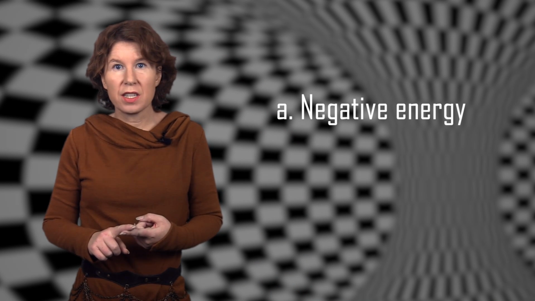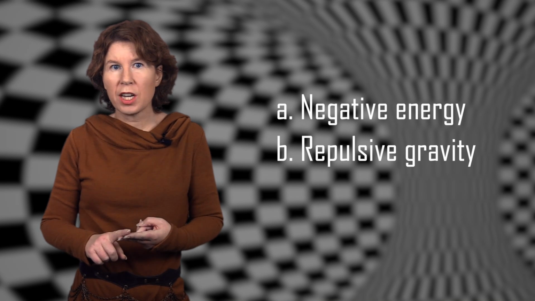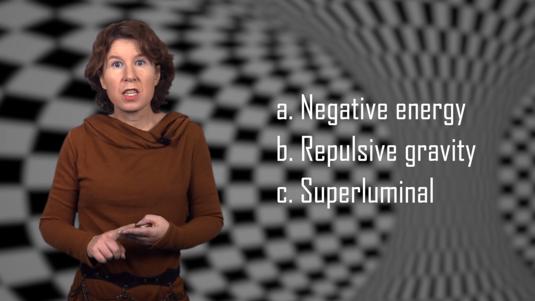There are three different types of weird stuff which we have never seen that can become necessary for warp drives. There is A, stuff that has negative energy density, B, stuff that has a weird gravitational behavior which can seem repulsive, and C, stuff that moves faster than the speed of light.